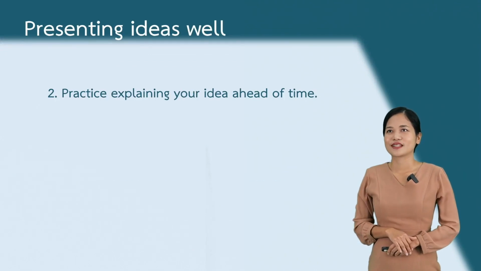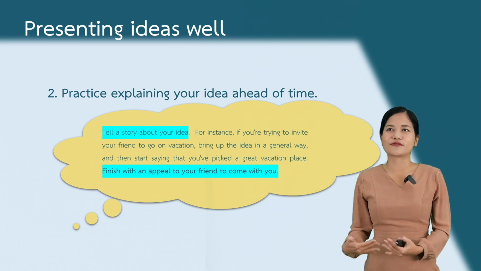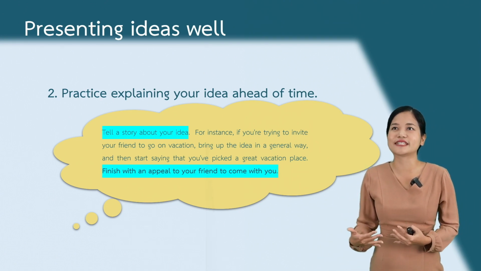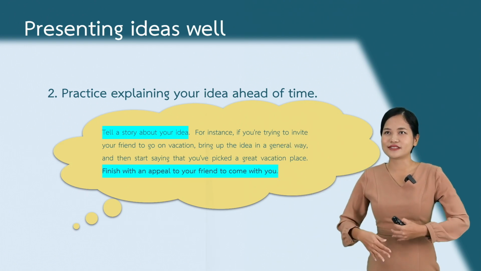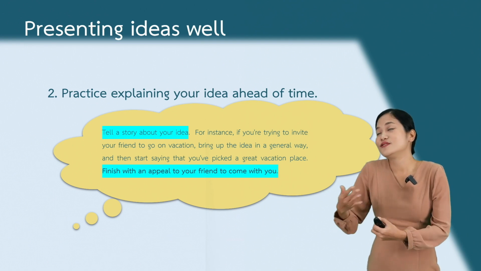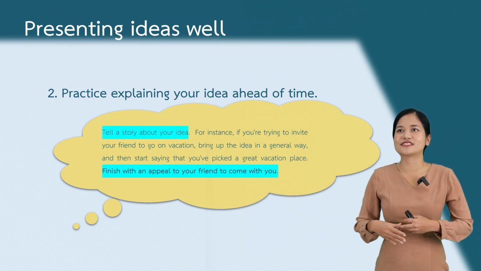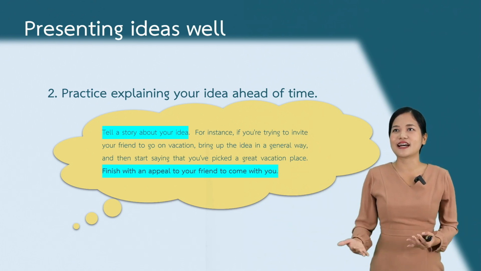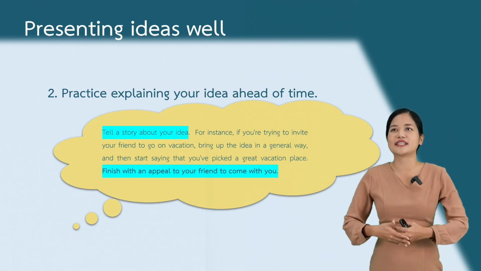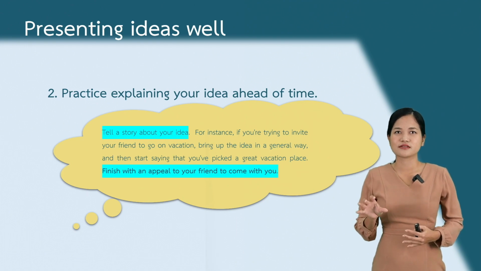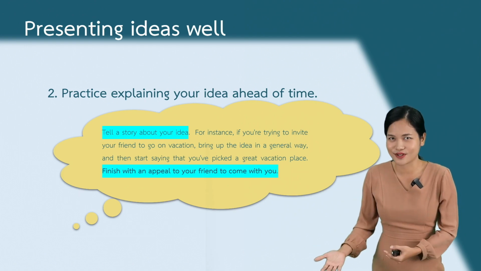Second one, practice explaining your idea ahead of time. So before you tell the idea to your friends, you need to practice telling a story about your ideas. Look at this. For example, if you're trying to invite your friend to go on vacation, you need to bring up the idea in a general way first, and then start saying that you've picked a great vacation place for your friends. And then try to finish with an appeal to your friend to come with you. So practice telling the story, then your friend will be convinced to go with you.